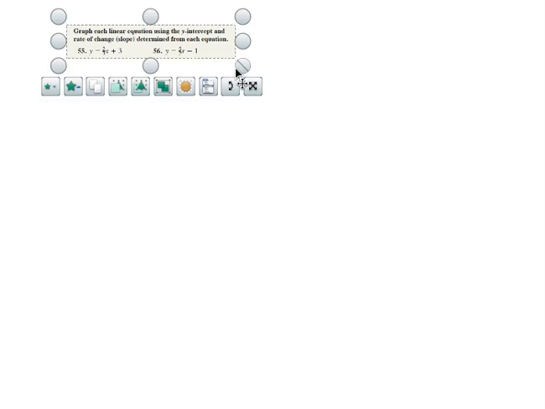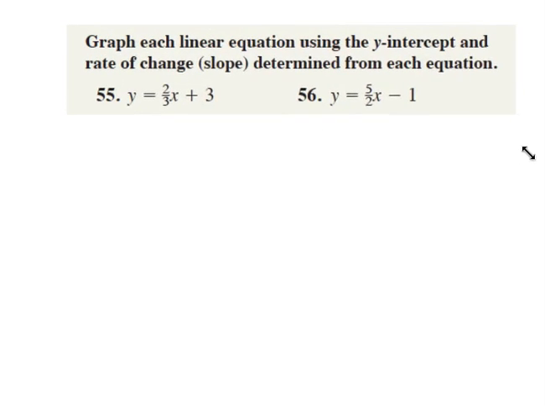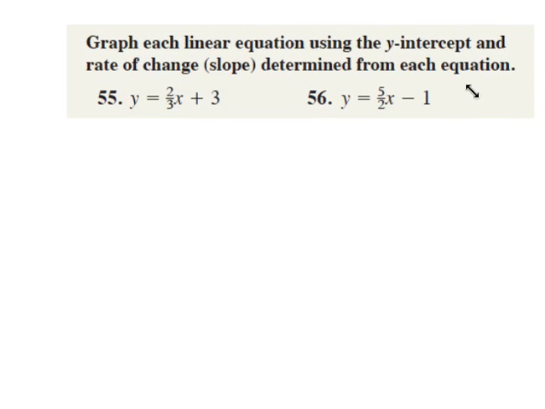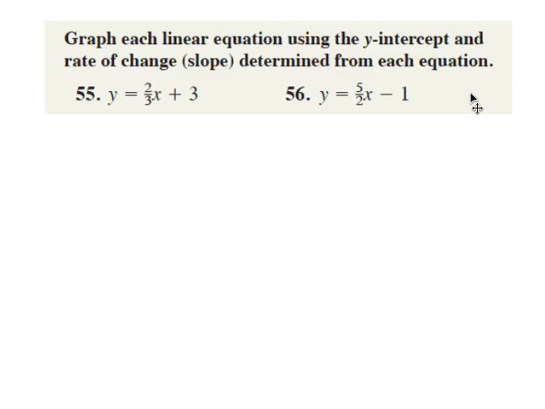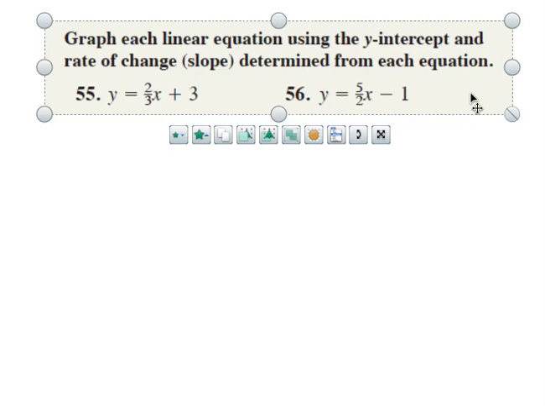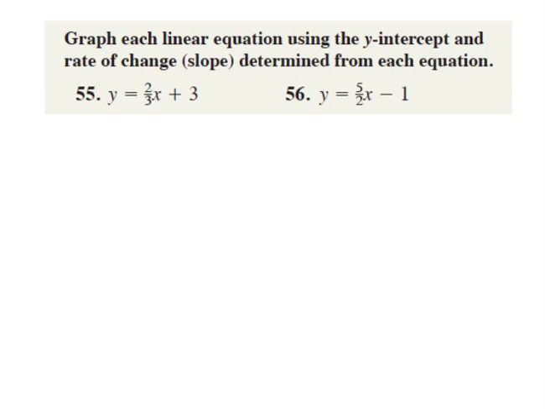And lastly, looking here, we're using our y-intercept and rate of change to determine each equation. So here, everything's already done for us, and all we need to do is plot these points. I'm in y equals mx plus b already. Y-intercept is at -1. So we got that coordinate point at (0, -1).